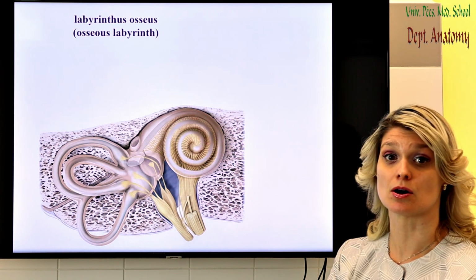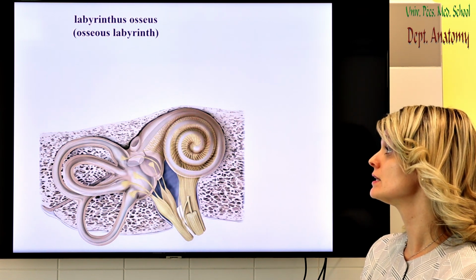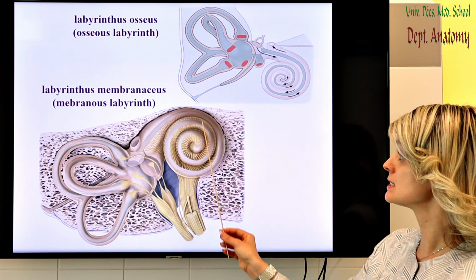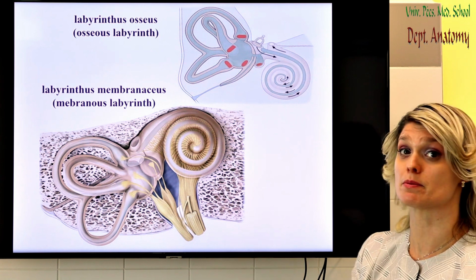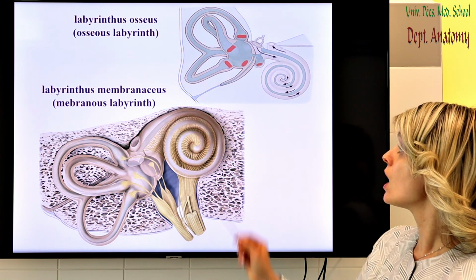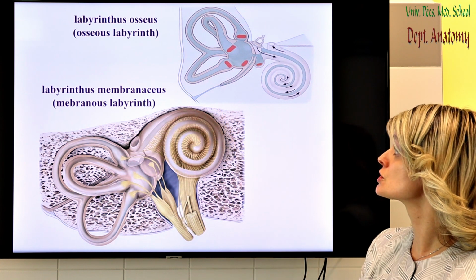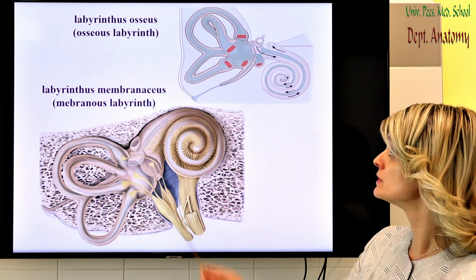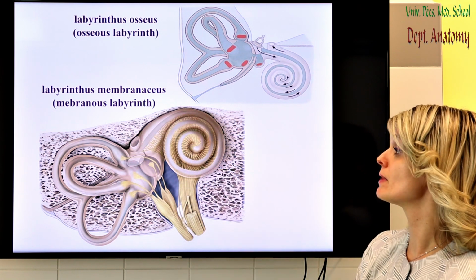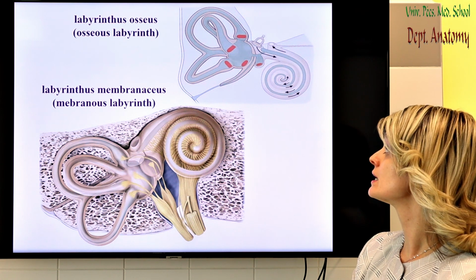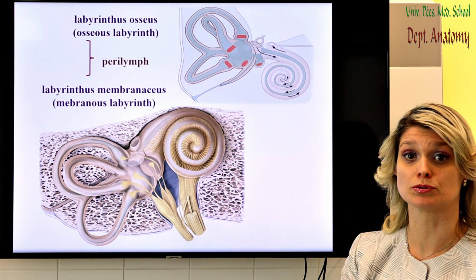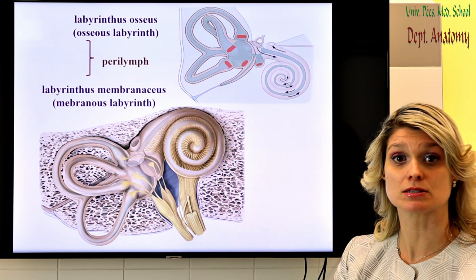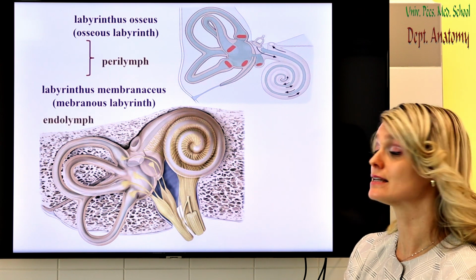If you see the membranous part, which is located within the bony labyrinth. So here you can see the bony part. This is the membranous part in this picture. We can distinguish two main spaces between them. Between the bony part and the membranous labyrinth, we can find a fluid which is called the perilymph, and that which is located within the membranous labyrinth is called the endolymph.